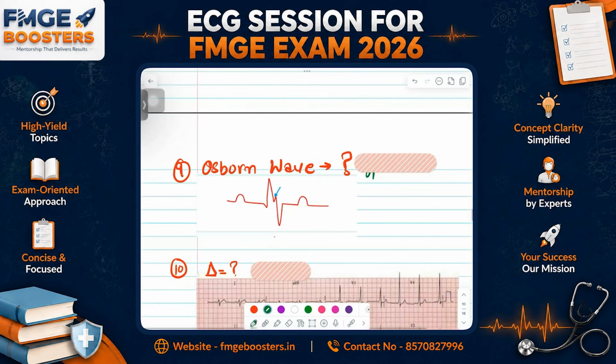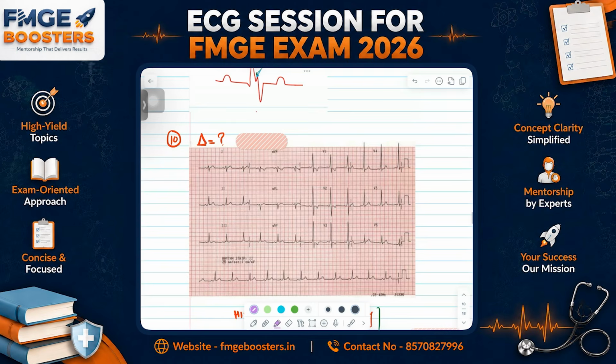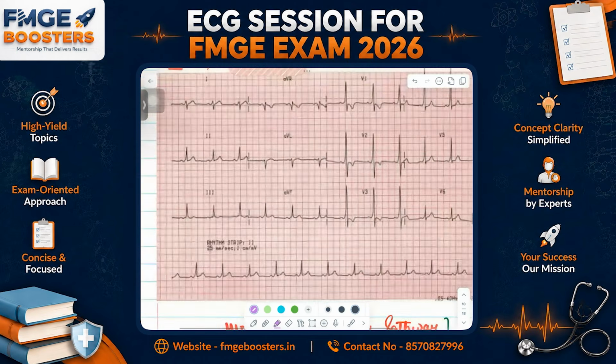Chalo, this is a one-liner: Osborne wave is seen, which is also known as a J wave. It is seen in case of what? This is seen in cases of hypothermia. Okay, that was a quick question. Right. Chalo. Let's diagnose this ECG now.